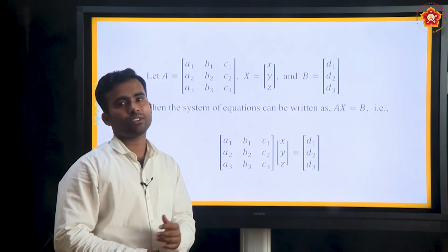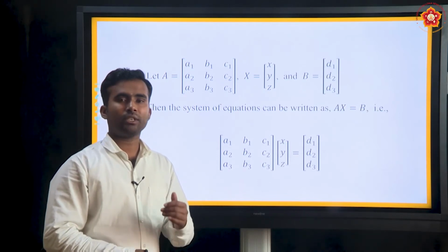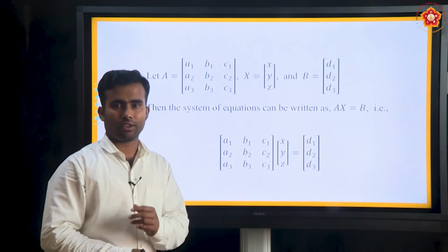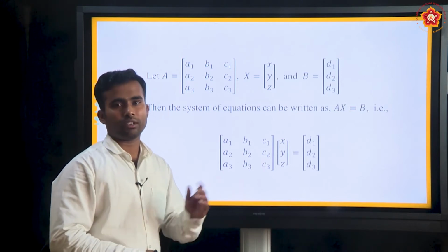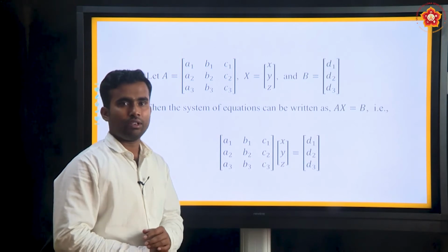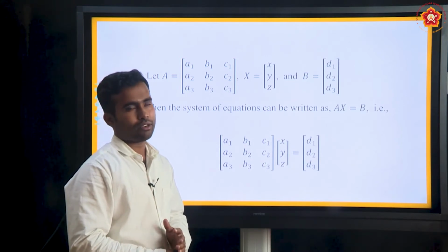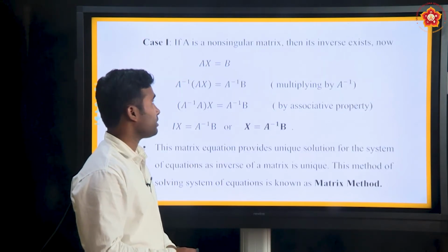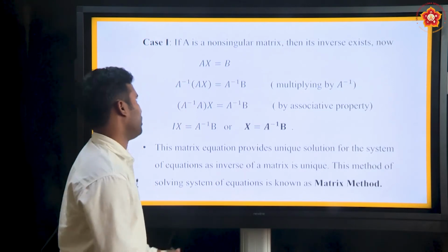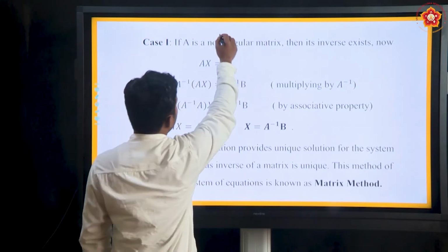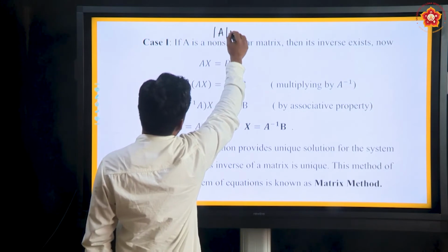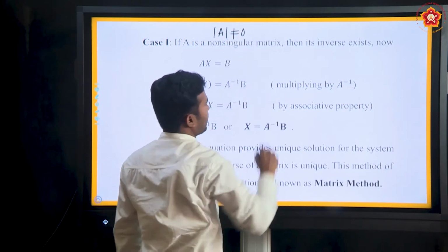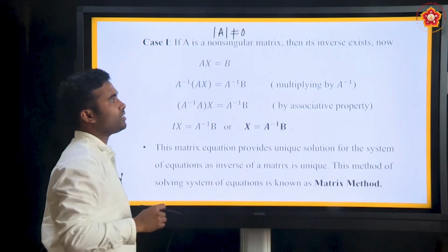Then the inverse does not exist. If determinant A is not equal to 0, the matrix is non-singular. The matrix will be non-singular if determinant is not equal to 0. In that case, we can find the inverse, right? Here also we will discuss 2 cases. One is if matrix A is non-singular. Non-singular means determinant of A is not equal to 0, understand? Then its inverse exists.